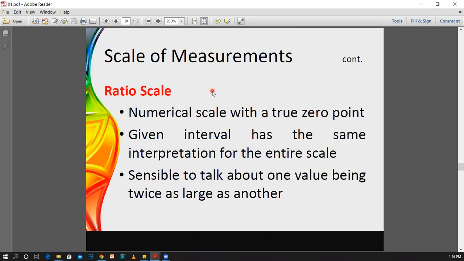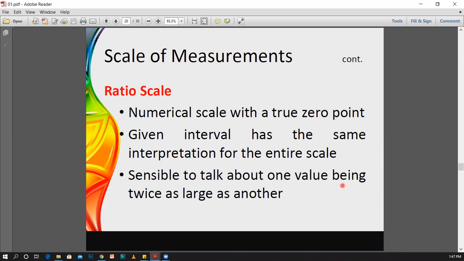And the last scale of measurement is the ratio scale. The only difference between the interval scale and the ratio scale is that the ratio scale has a true zero point. Interval scale does not have a true zero point. Ratio scale has a true zero point. And the same as the previous, a given interval has the same interpretation for the entire scale. If you are using a ratio scale, one advantage is that it is sensible to talk about one value being twice as large as another.